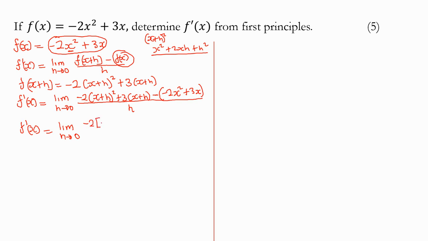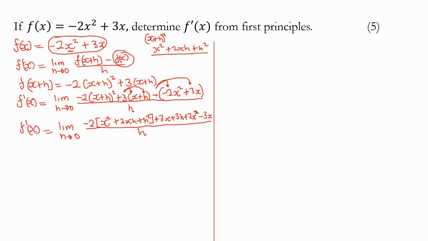Right, so it becomes negative 2, and then this is x squared plus 2xh plus h squared. And then plus, let me distribute this 3 here, so it becomes 3x plus 3h. Right, and then let's distribute the negative there. It becomes plus 2x squared, because negative times negative is positive. And then negative 1 times positive 3 is going to be negative 3x there. Okay, you see that? And then all this over h.